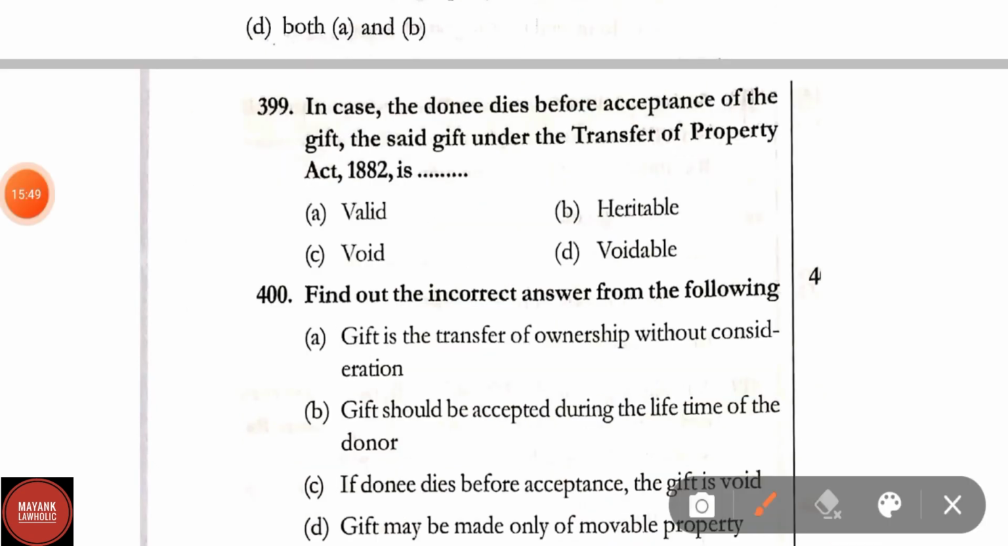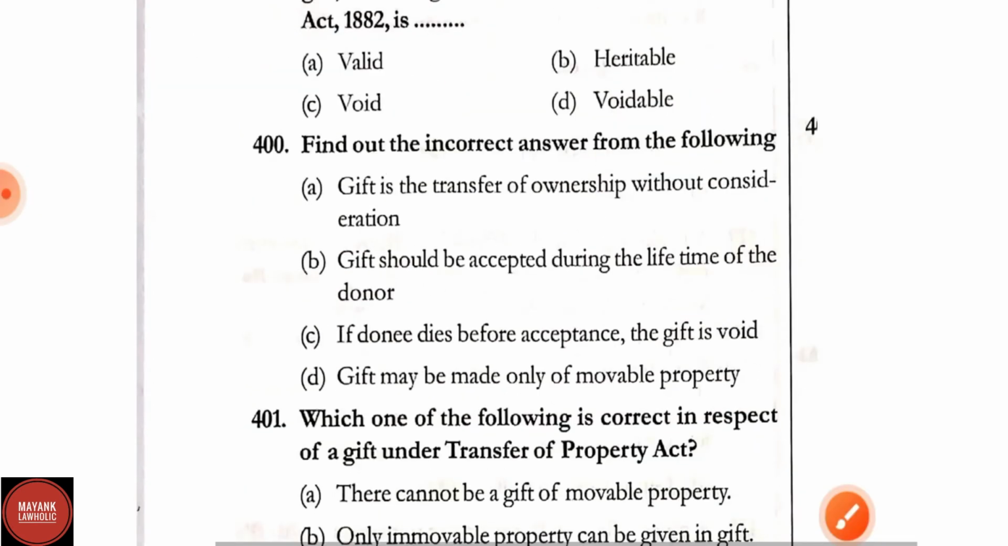Question number 399. In case the donee dies before acceptance of the gift, the said gift under the Transfer of Property Act is void. Question number 400.